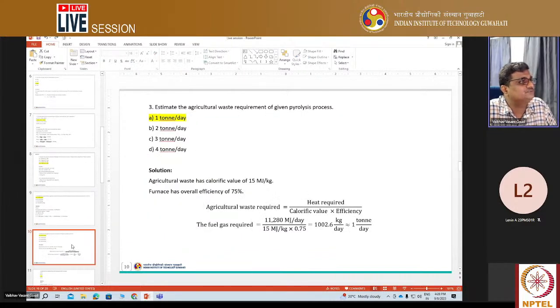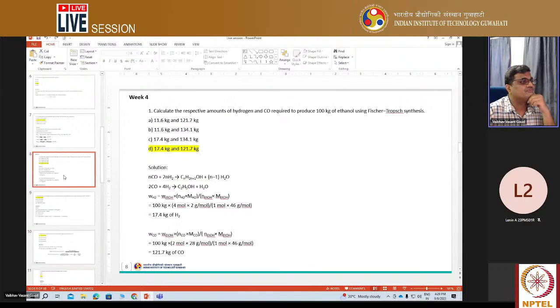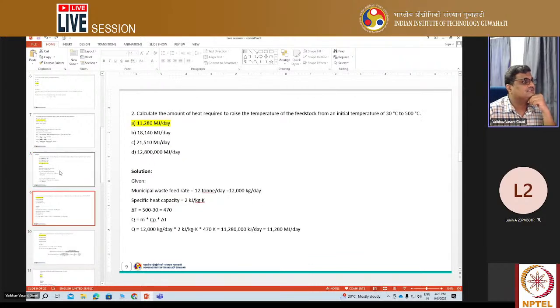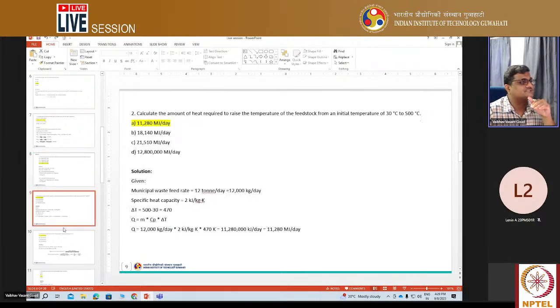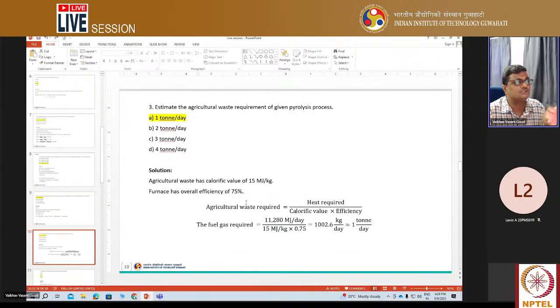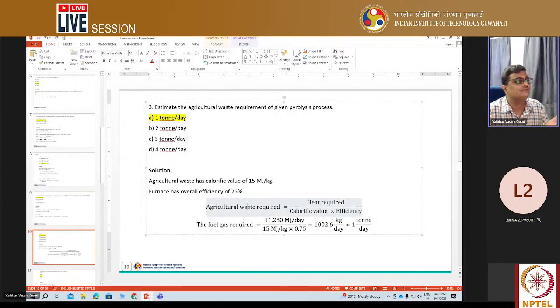And the next is to estimate the agricultural waste requirement of a given pyrolysis process. So this is also a very simple example, because if you see these examples, these are very simple in nature, in the sense that we need to know only the specific formulas which are required here, and with the help of that formula we can easily calculate from the given information. In this case, the agricultural waste has a calorific value of 15 megajoule per kg, and the furnace has an overall efficiency of 75%.